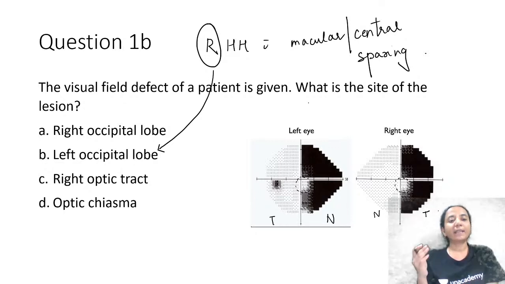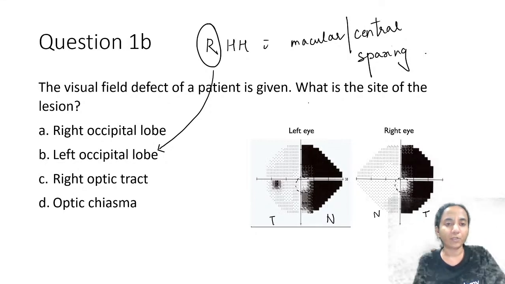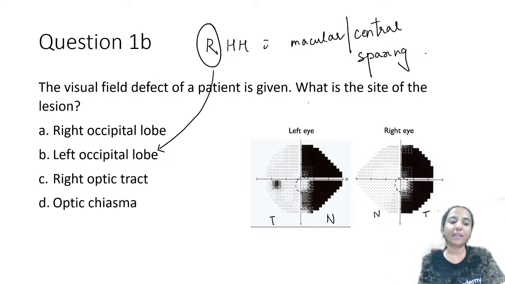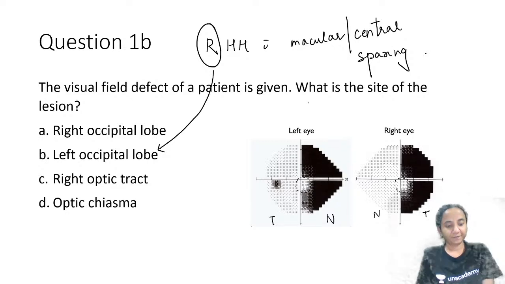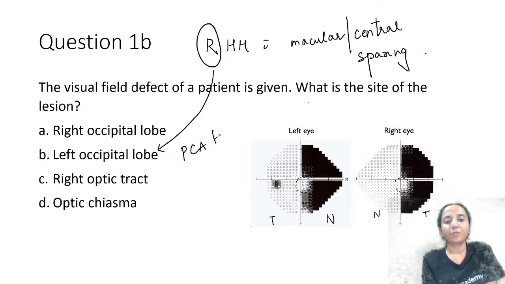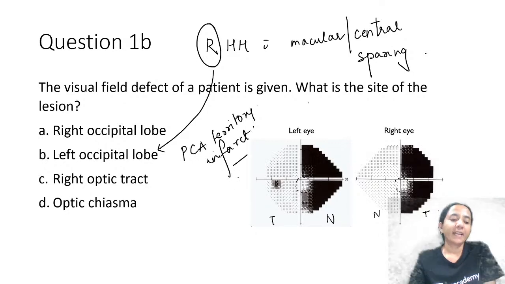Right. Now quickly let us revise what is the artery that is affected here. Will anybody be able to tell me what is the artery that is affected? It is an infarct in the territory of which artery? Correct. It is a PCA territory infarct. Very good. Okay. Chalo. Let's go to the next question.